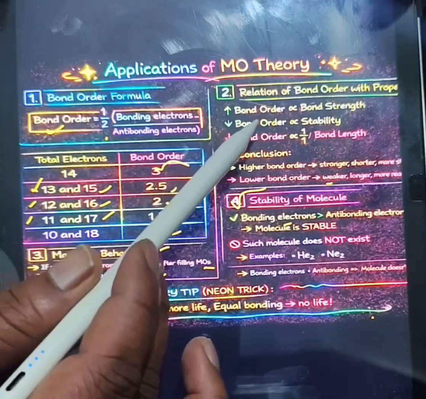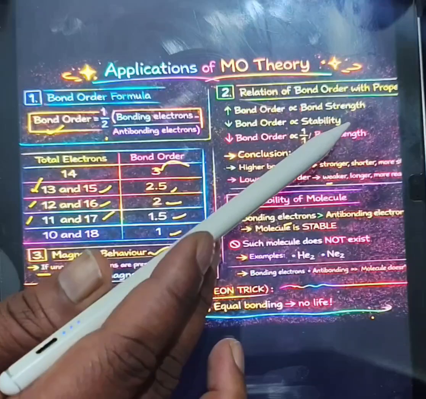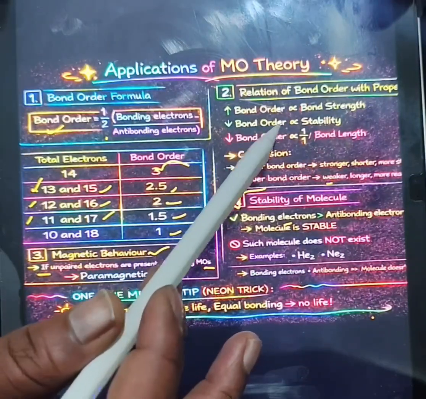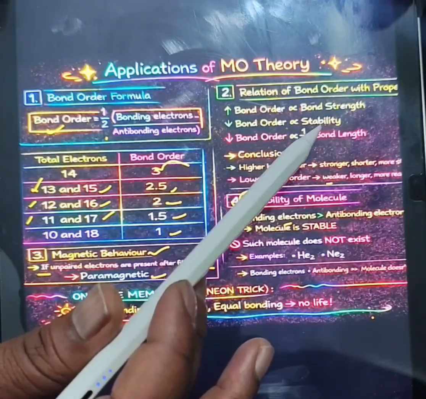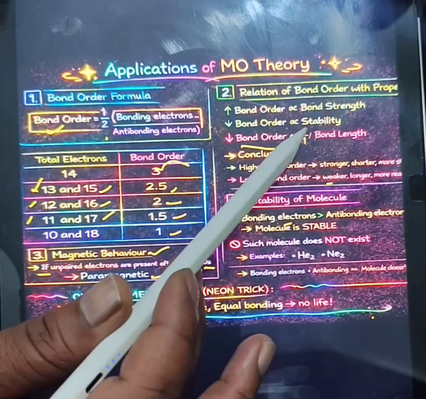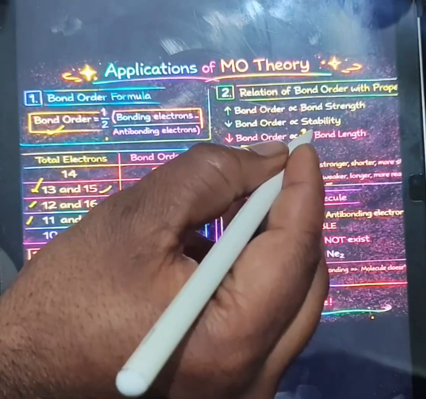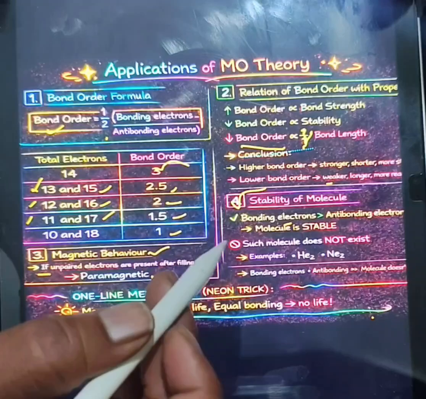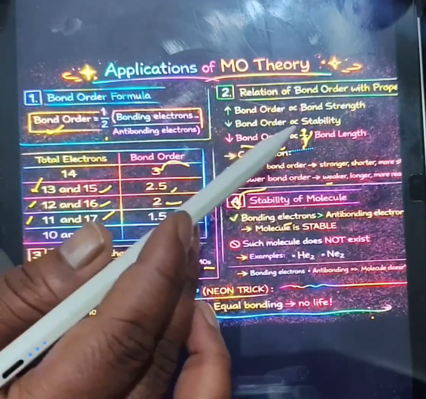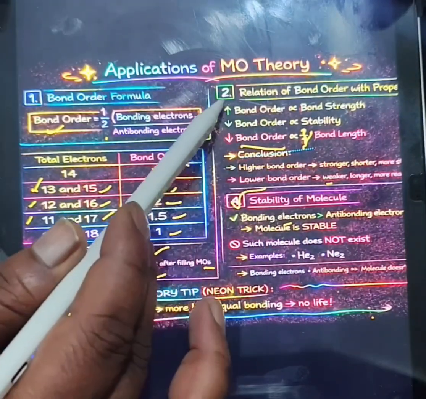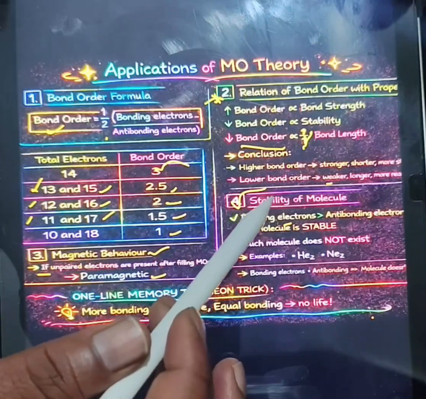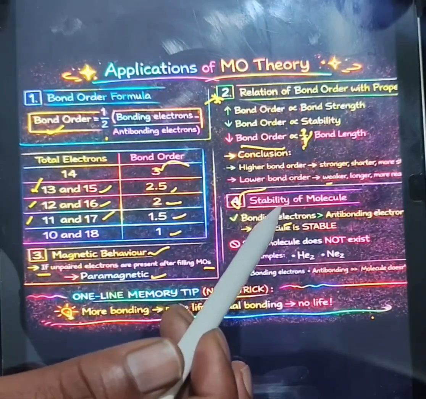So coming to the next, relation between bond order and other properties. Bond order is directly proportional to bond strength or stability of the molecule, and inversely proportional to bond length. Like, as bond length increases, bond order decreases. So that is how we can decide bond order and other properties. Based on this point only, mostly questions come in JEE Mains, NEET exams or CET exams.